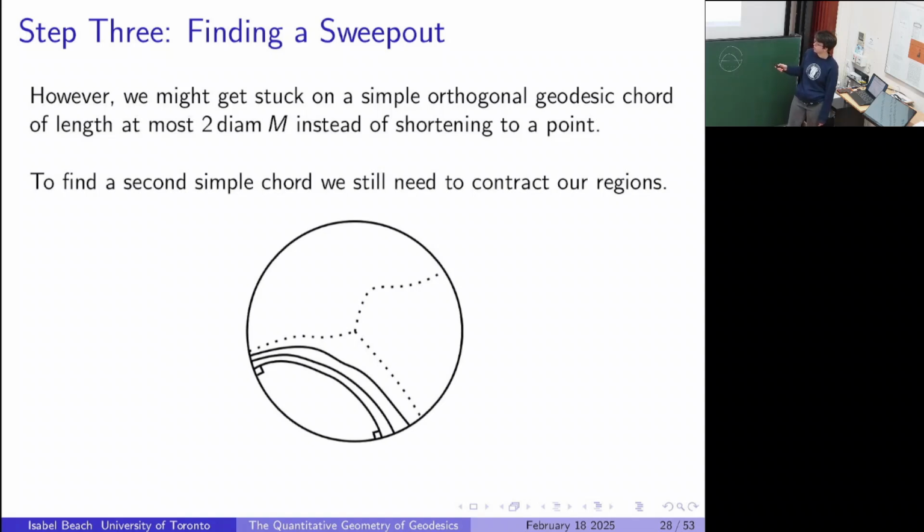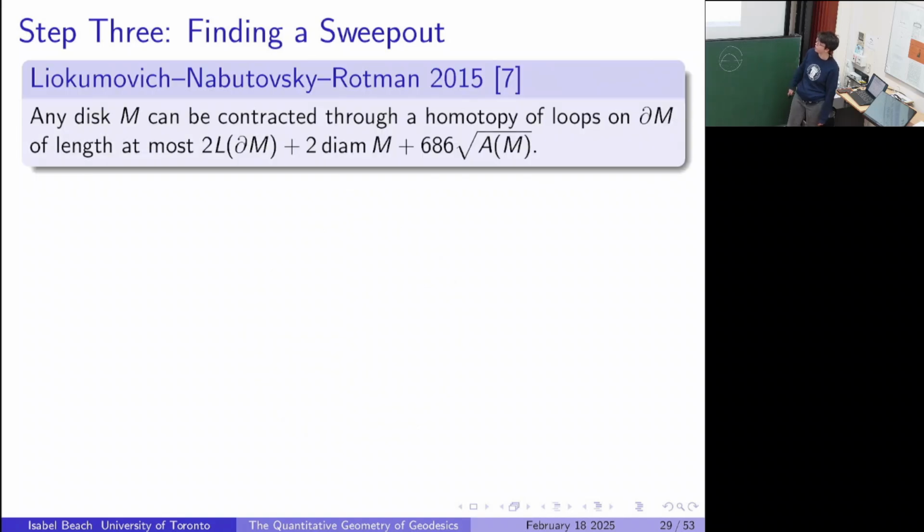Because there's no guarantee that any of these other disks are going to get stuck on a chord. These disks might shorten, and then I've just got this one orthogonal chord, and then I don't have a second. So I really have nothing else to do but try to shorten this final disk. There's a couple things you can do to get some intermediate bounds, but ultimately what you have to do, at least what I did, I should say, is use this very convenient theorem by Liokumovich, Nabutovsky, and Rotman, which tells us how we can shorten the boundary of any disk in terms of its geometric properties.